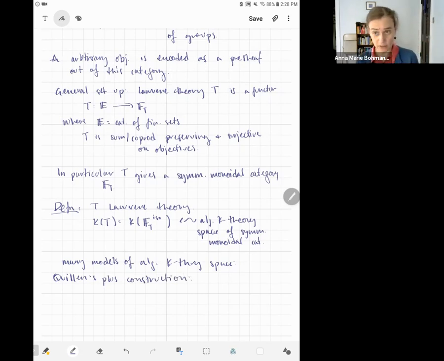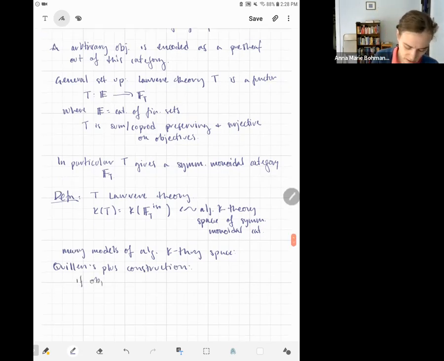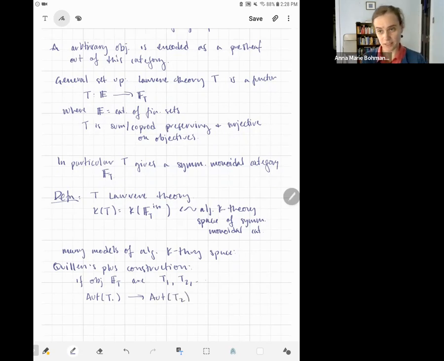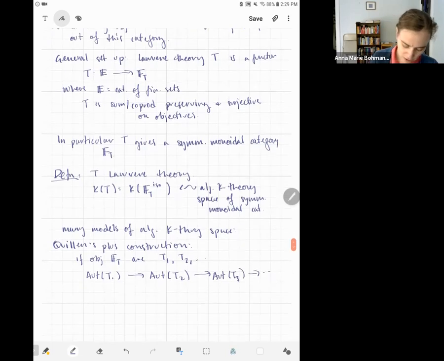Quillen's plus construction is relating K-theory to automorphism groups of the objects here. So if the objects of my category, T1 is the image of one, and T2 and T3, et cetera, we get automorphism groups of these. An automorphism of T1 gives me an automorphism of T2 just by saying, don't do anything on the next generator, just be fixed on the additional generator and do your previous automorphism on the generators you already have. Maybe this is not exciting when you go from T1 to T2, but from T2 to T3, it's a little more exciting. So you get what we'll call Aut infinity of T, that's the colimit of the Aut of the Tn's.